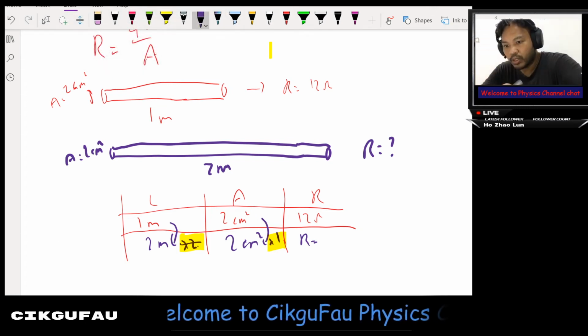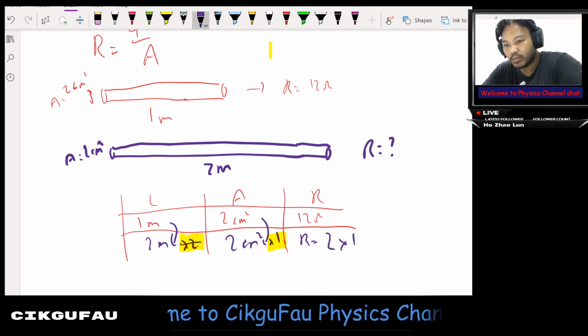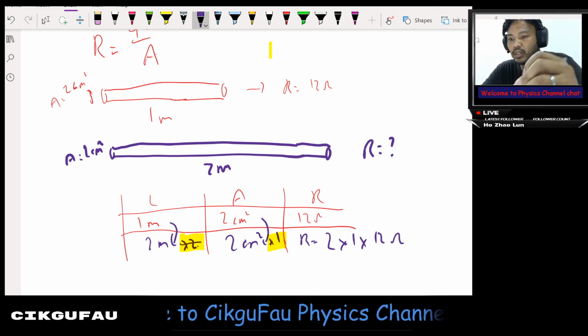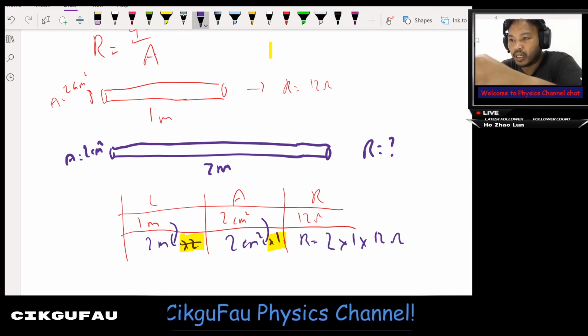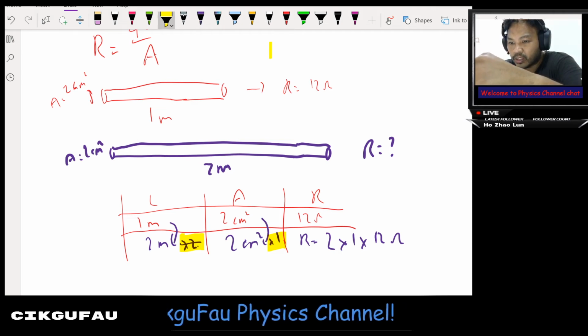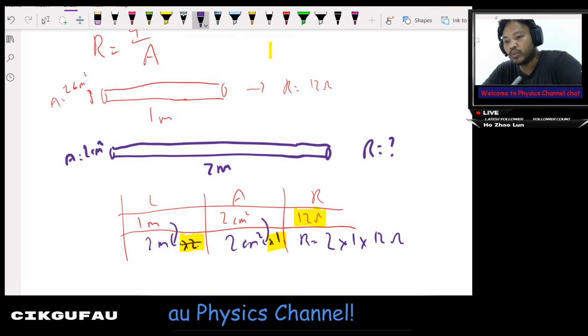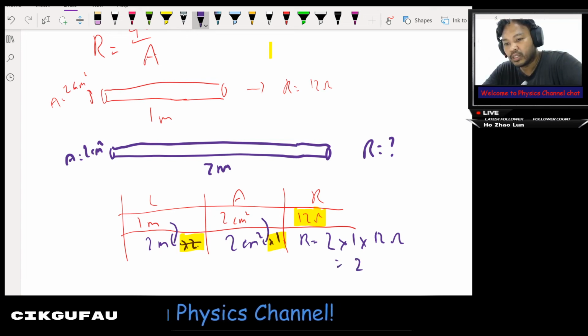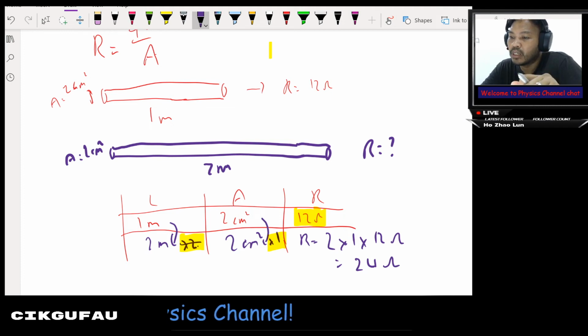So resistance here is 2 times 1 times 12 ohm. We take the highlighted value, 2 times 1, and times the original resistance, which is 12 ohm. So when we do that, we find out that this has a resistance of 24 ohm. This is a very simple case scenario when only one of the variables changes, which is the length.